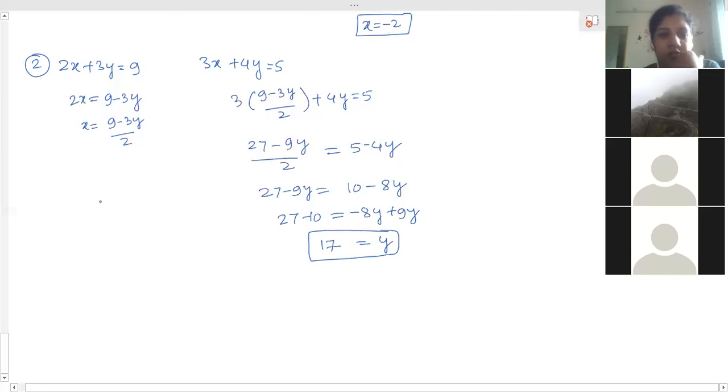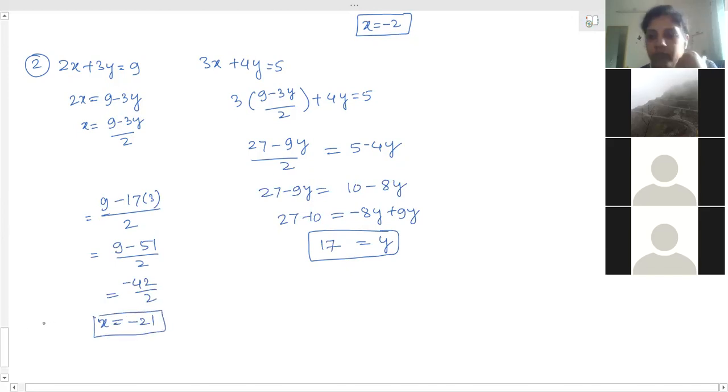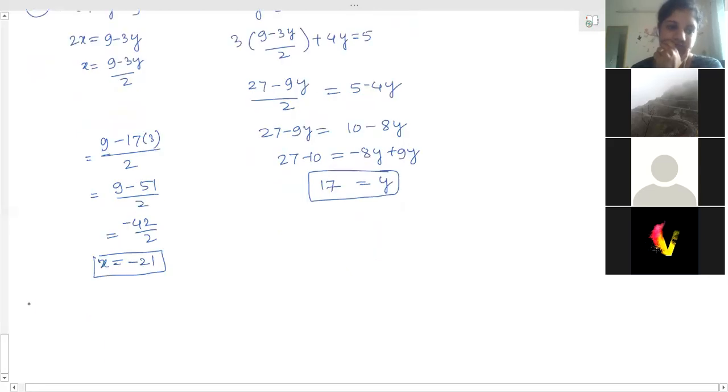Substitute in this equation. 9 minus 3 into 17, sorry. 9 minus 51 by 2. That is minus 42 by 2, minus 21 is the value of x. Got it? Yes, ma'am.